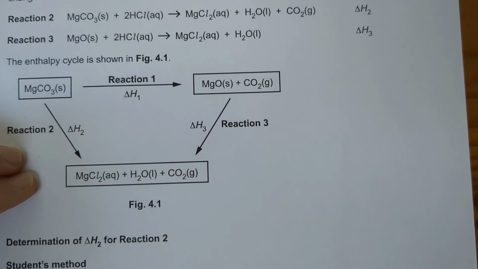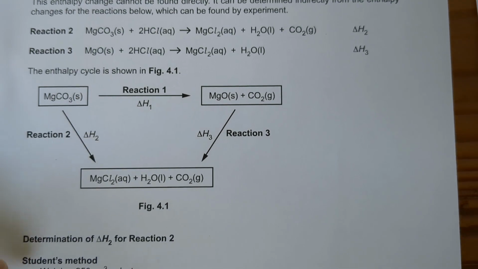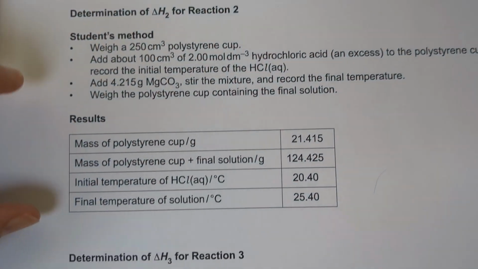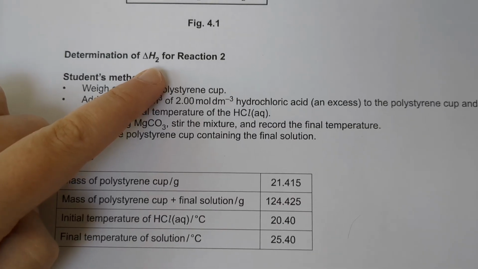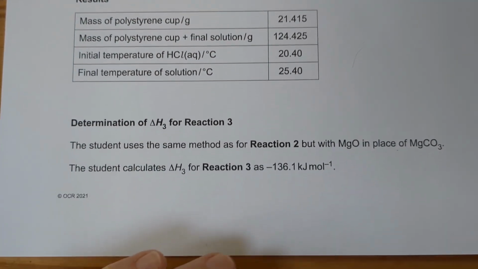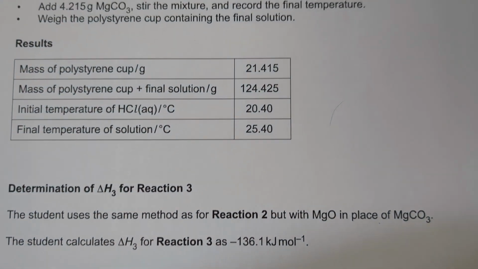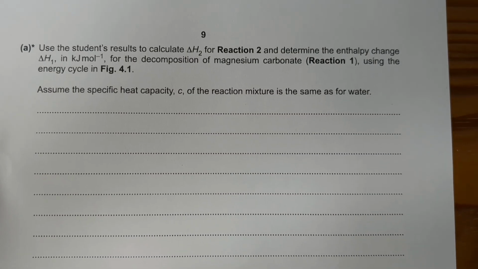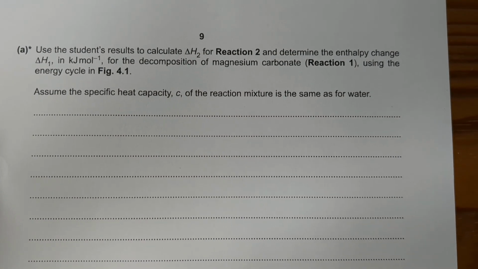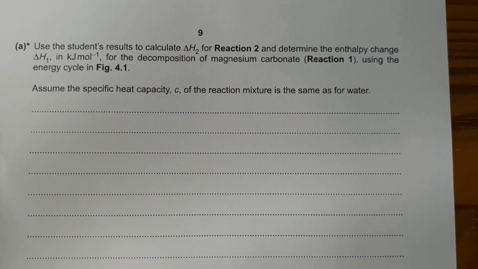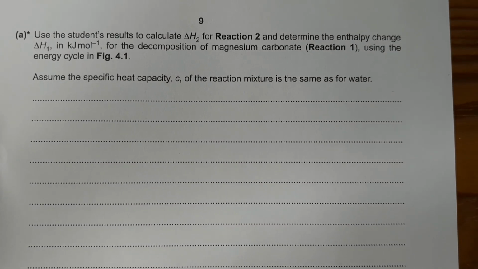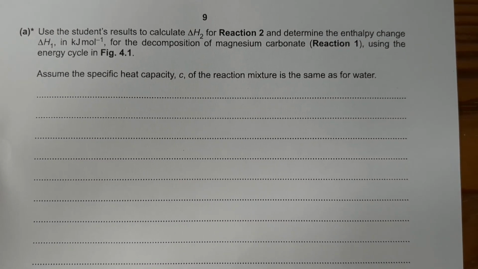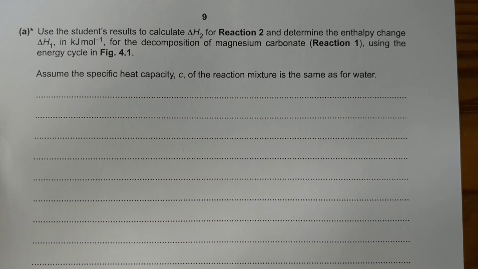We've got a Hess cycle here, and we're given some experimental data which we can use to calculate enthalpy change 2, and we're given a value for enthalpy change 3. So the question says use the student's results to calculate delta H2 and then calculate a value for delta H1 using the Hess cycle, which includes delta H2 and delta H3.